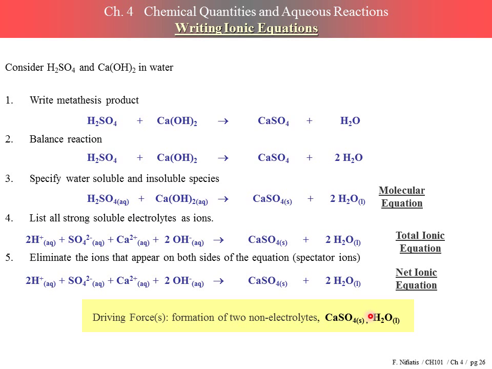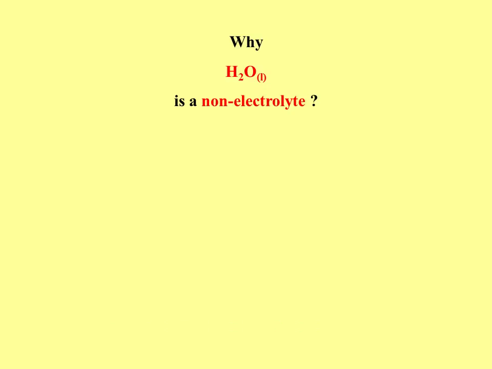Notice here, in front of the water, I don't write the 2. The water is the driving force, not 2 molecules or 2 moles of the water, whatever the 2 means here. Why is water a non-electrolyte? Because it's a covalent compound. All covalent compounds, with the exception of the acids and bases, are non-electrolytes. Water is water soluble, however, it doesn't provide ions.